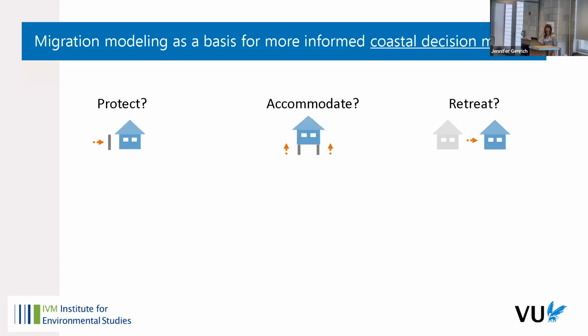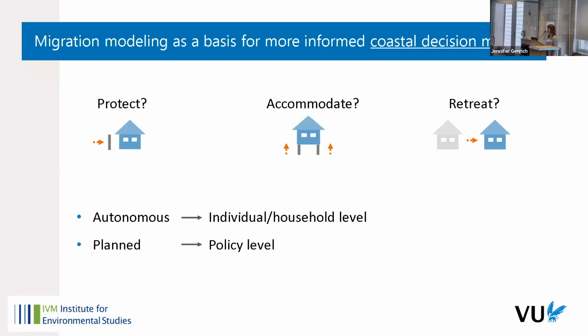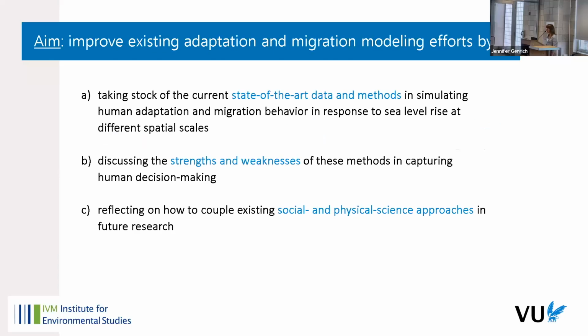We have talked a lot about these three different adaptation strategies: are we going to protect, are we going to accommodate, or are we going to retreat, and which areas are actually going to be affected. On the one hand, this is an autonomous decision, which happens at the individual or household level, but it can also be a planned decision at the policy level.